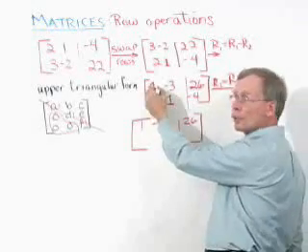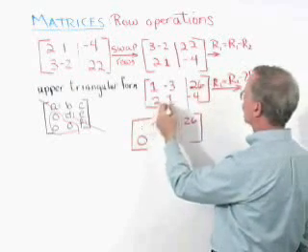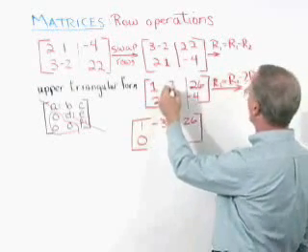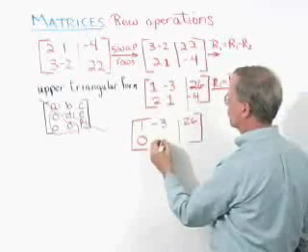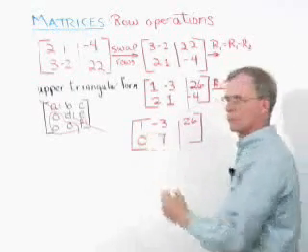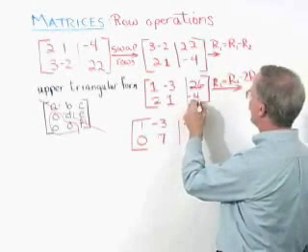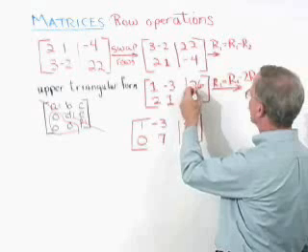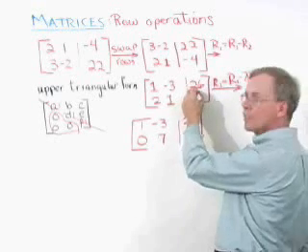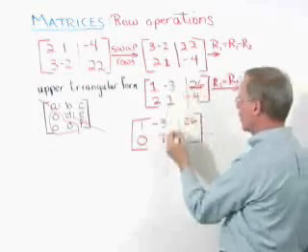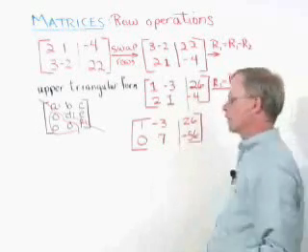2 minus 2 is 0. And 1 minus -6 is 7. And -4 minus 2 times 26 is going to end up being -56.